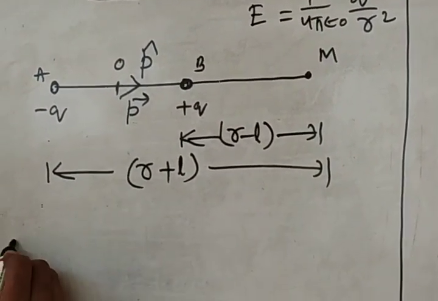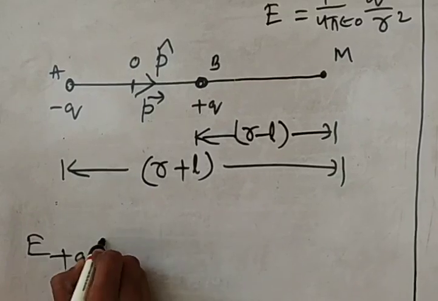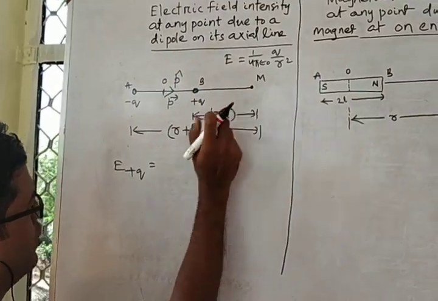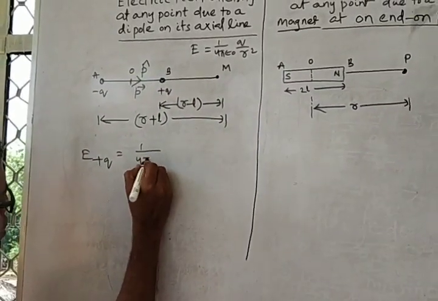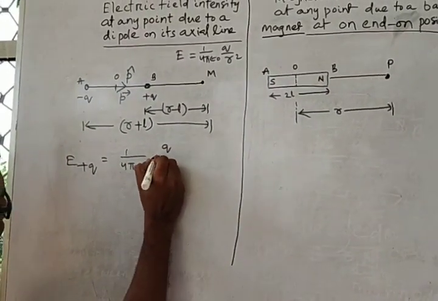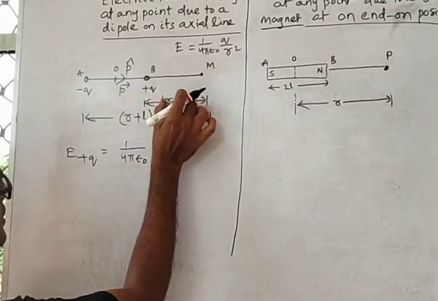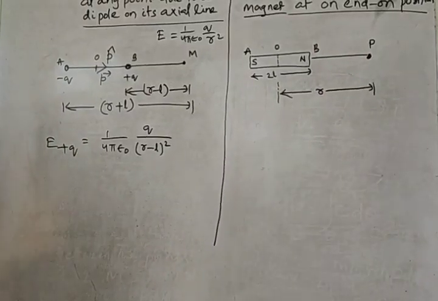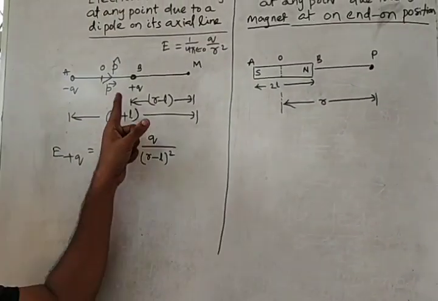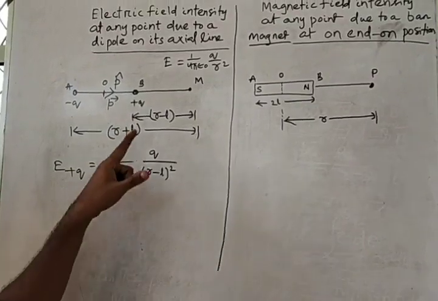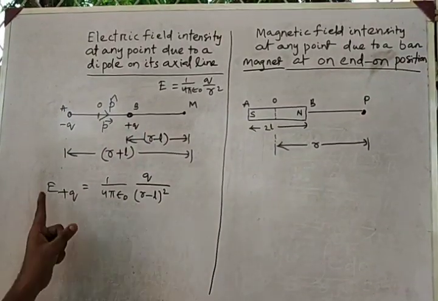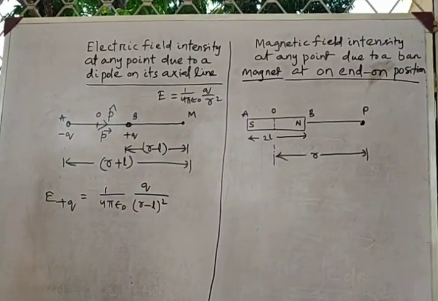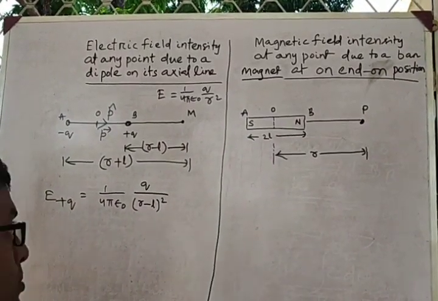Now, the electric field intensity due to plus Q charge at point M will be given as 1 by 4 pi epsilon 0, Q, and the distance from the plus Q charge to M is R minus L, so R minus L whole square. That's why E plus Q. I am just using this formula. This is a scalar way of writing. Now I want to write it in vector form, then things will be easier.